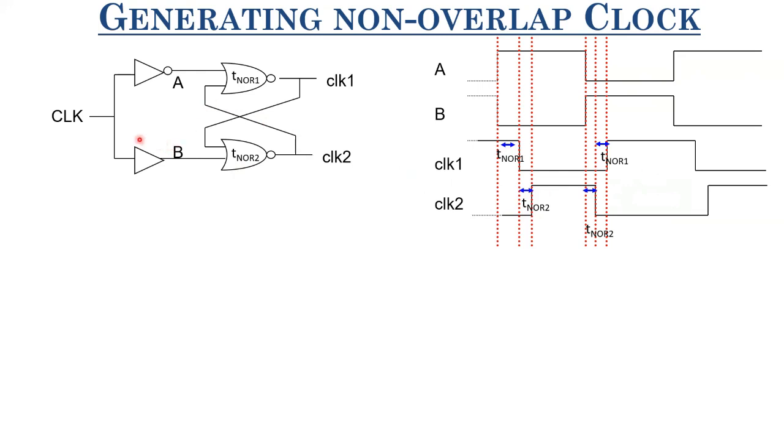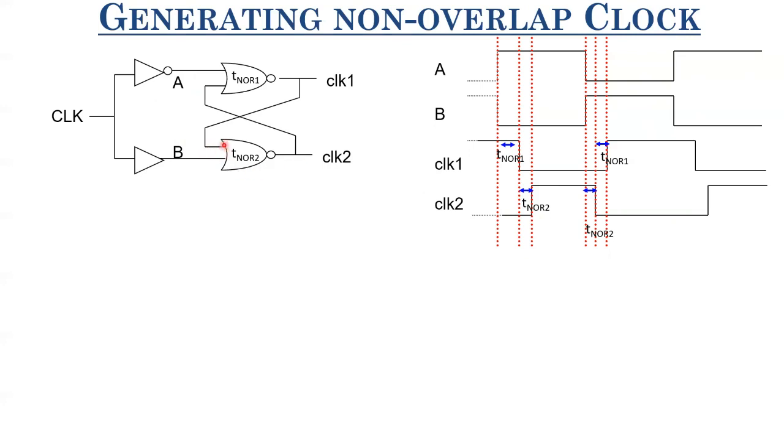And now let's say the clock goes from 0 to 1, or A goes from 1 to 0. When that happens, A is now 0, B is now 1. If this is 1, whatever is here, it doesn't matter. Clock 2 will go low, right?